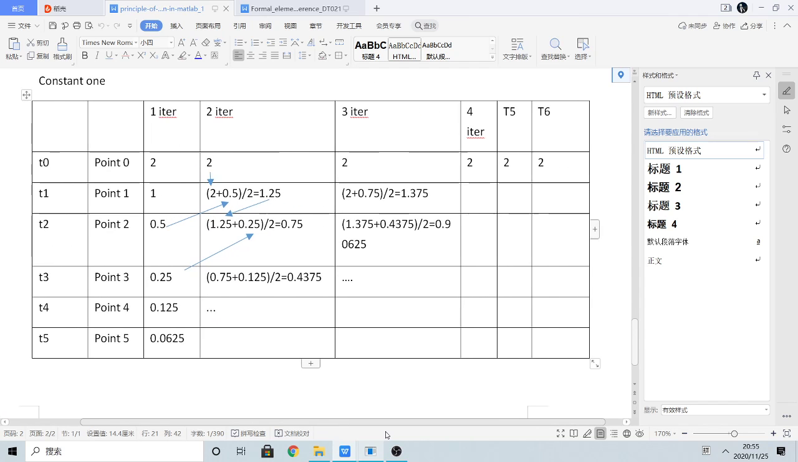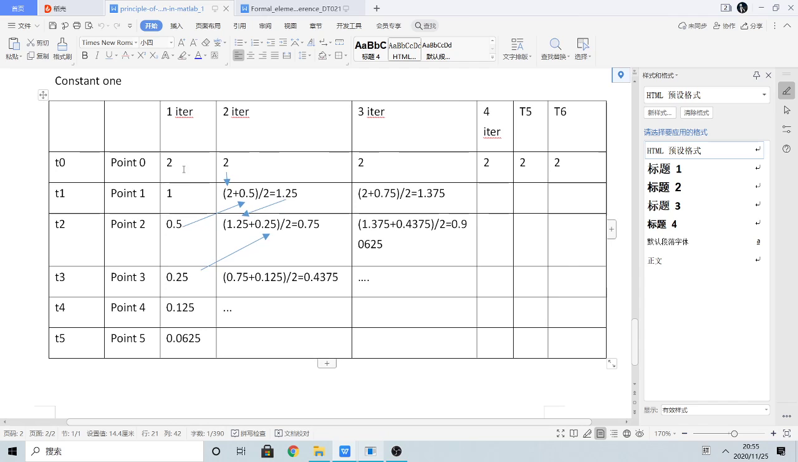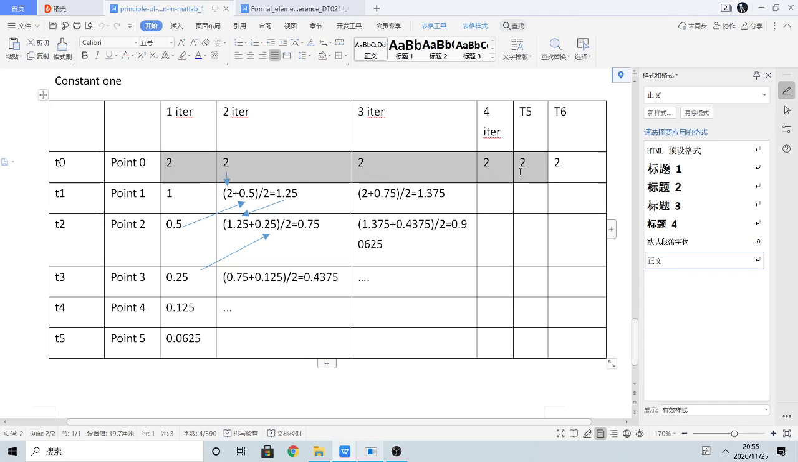So this is a table to show that. This is the first iteration, and this is T0 at 0.0. The concentration is 2. T1, its constant source shows that the value at 0.0 is always 2e19. That is the principle of constant source diffusion.